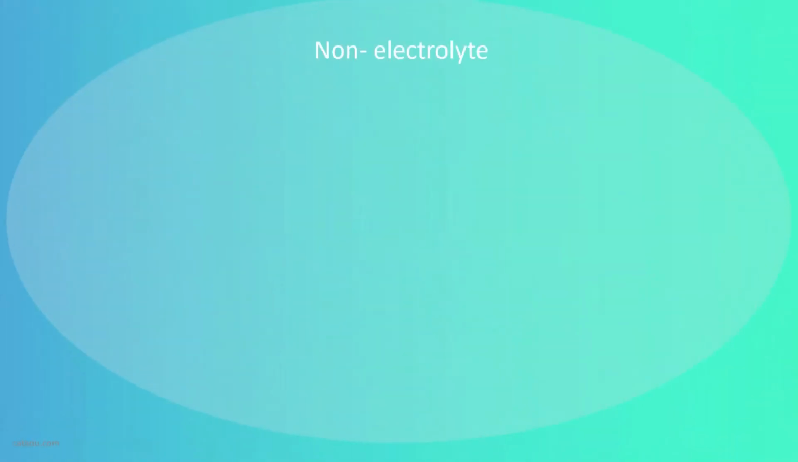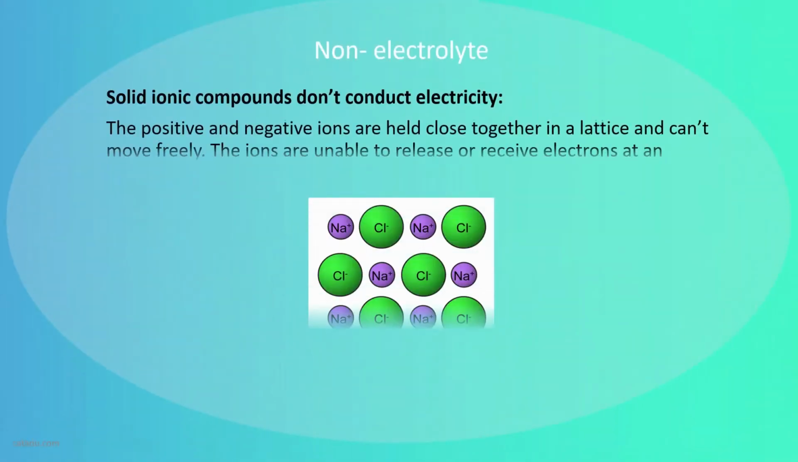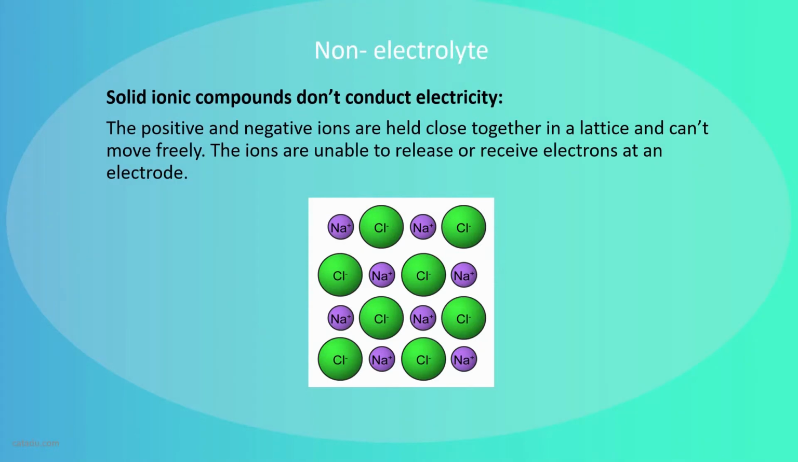Non-electrolyte. Solid ionic compounds do not conduct electricity. The positive and negative ions are held close together in a lattice and cannot move freely. The ions are unable to release or receive electrons at an electrode.